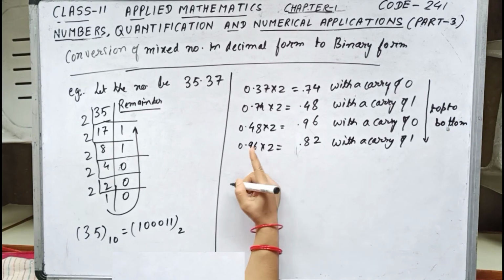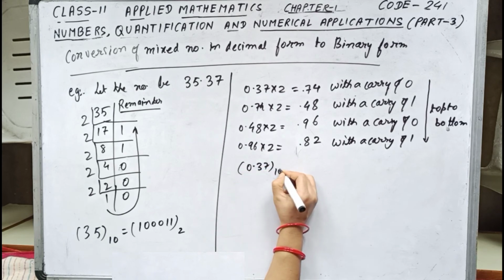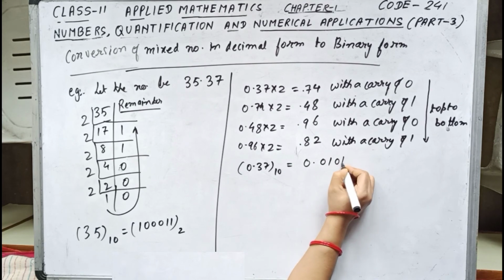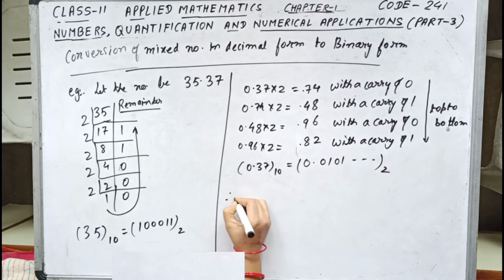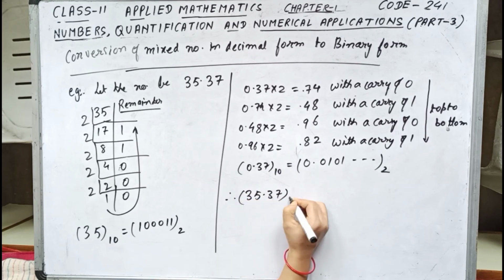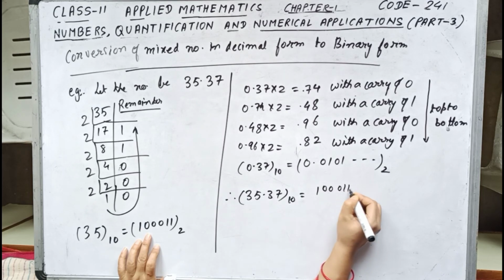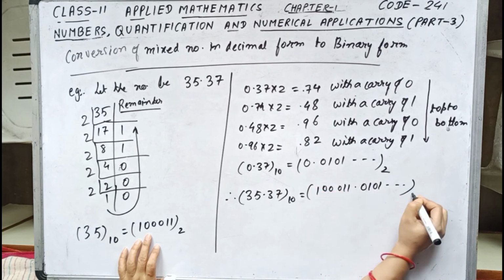So over here 0.37 in decimal system can be written as 0.0101 in binary system. Okay, therefore 35.37 in decimal system can be written in binary system as 100011.0101 and so on in binary system.